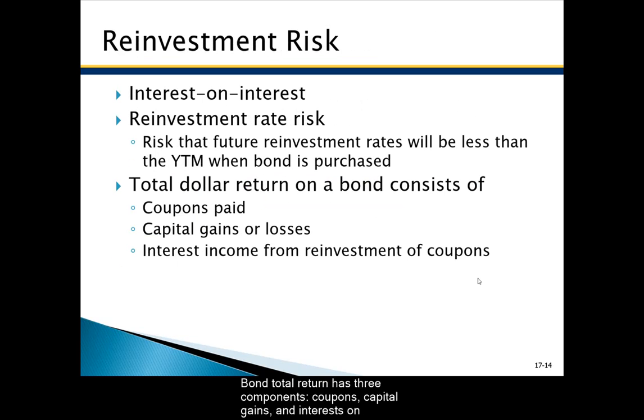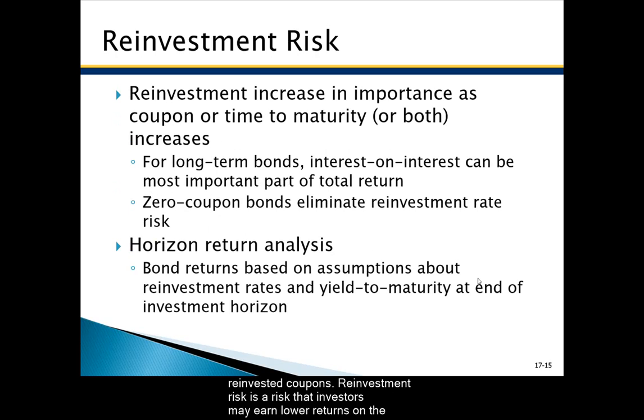Bond total return has three components: coupon, capital gains, and interest on reinvested coupons. Reinvestment risk is the risk that an investor may earn lower returns on the interest on coupons due to future declining interest rates. A longer-term bond has higher reinvestment risk because there will be more coupons to be reinvested. A zero coupon bond has no reinvestment risk because there will be no coupons to receive.